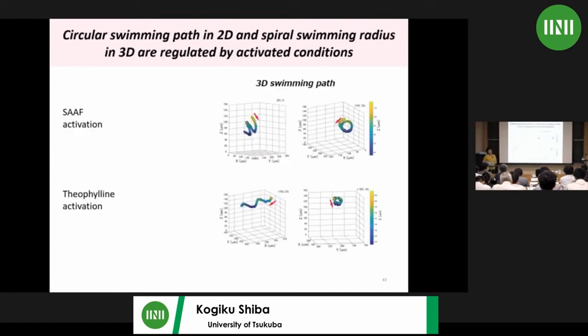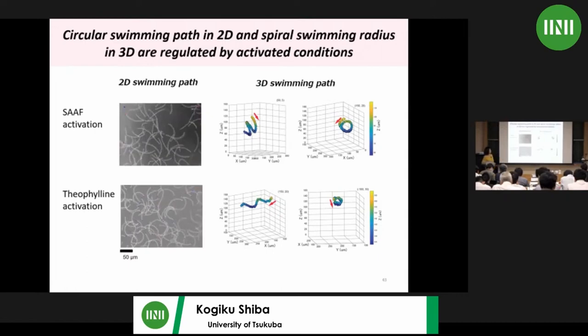And we also compared 3D swimming in different activation conditions. So maybe I briefly introduce my result. There is self-activated sperm, and there is another factor to activate sperm, here the tail feeding. You can see the 2D swimming path is different between these two activation conditions. And we also compare the 3D swimming path in the self-activated condition and the tail feeding condition. You can see the helical trajectory or radius of the helical path is different between these two conditions.